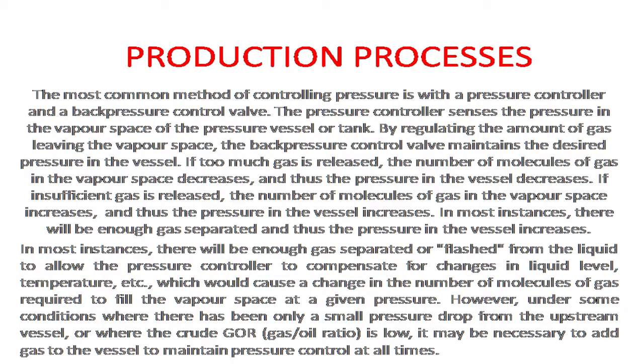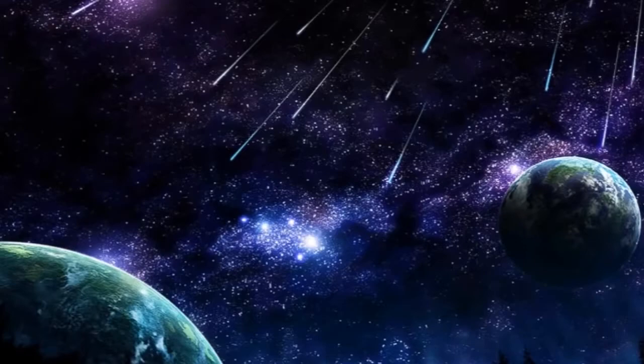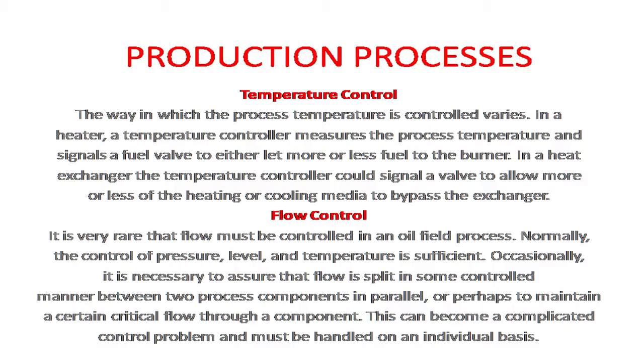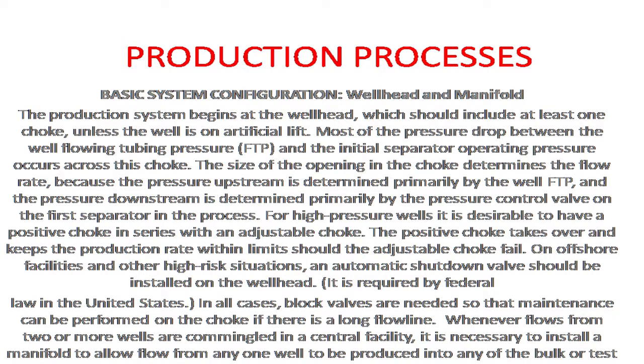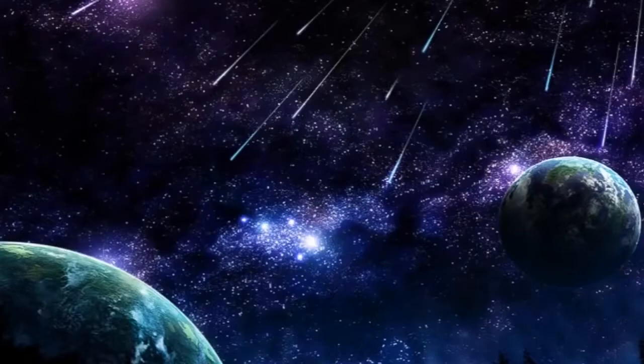Although electronic sensing devices can also be used, if the level begins to rise, the controller signals the liquid dump valve to open and allow the liquid to leave the vessel. If the level in the vessel begins to fall, the controller signals the liquid dump valve to close and decrease the flow of liquid from the vessel.